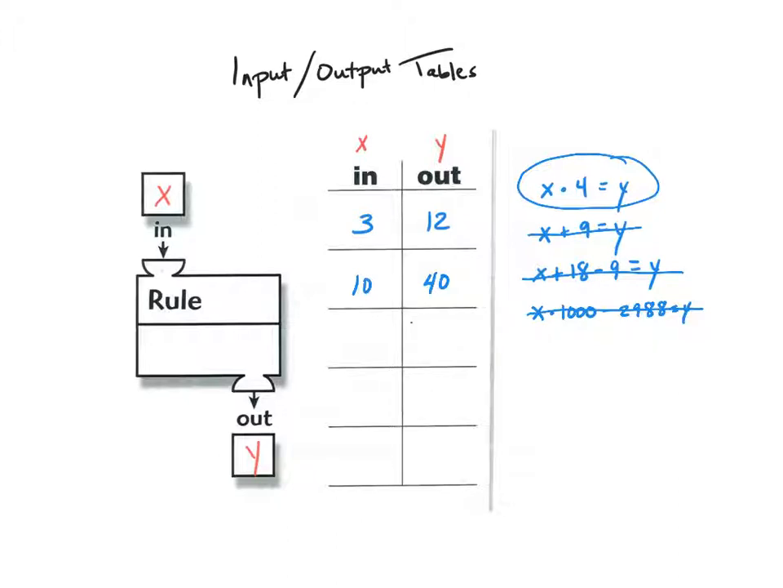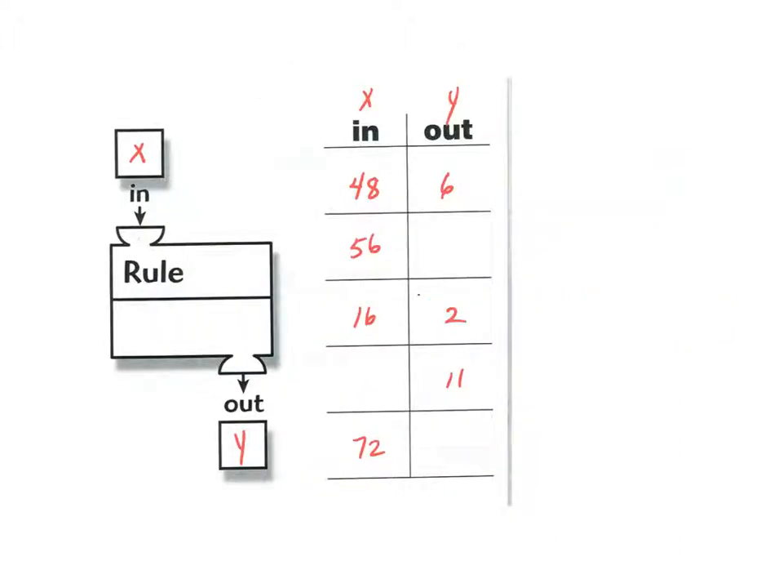So let's give another number. Let's say that if the input is 12, the output is 48. 12 times 4 does equal 48. So again, this is confirming my guess of x times 4 equals y. And if I filled in the entire table, it would confirm that my rule is correct, which is multiply by 4.